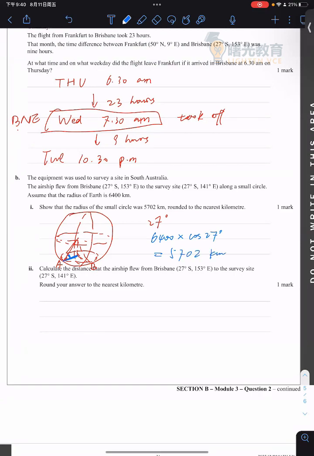That is 5,702 kilometers. As it is a show that question, you need to provide the steps, not just the answer. The answer is 5,702, yes, that is the answer. However, show that requires the working steps, not just the correct answer.